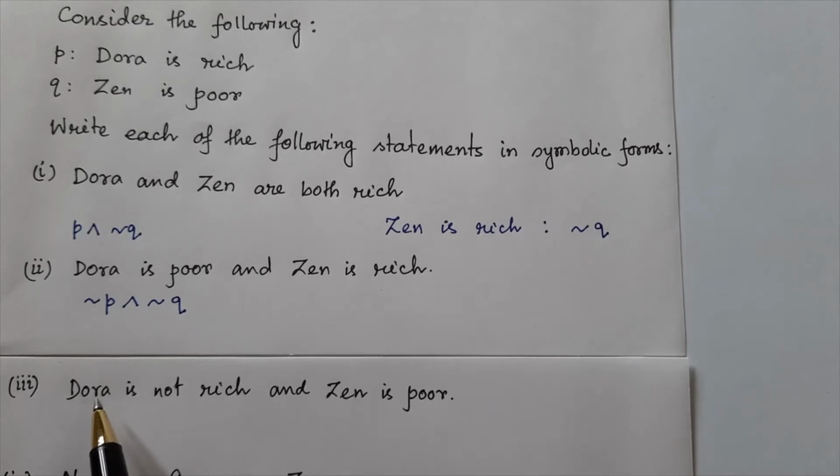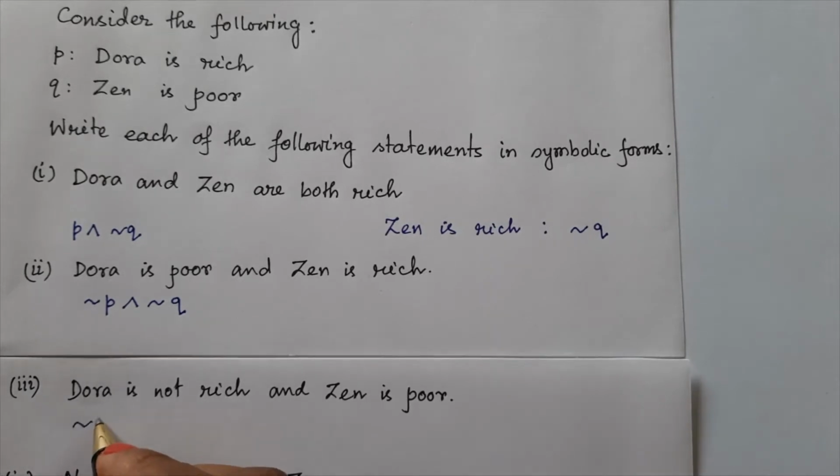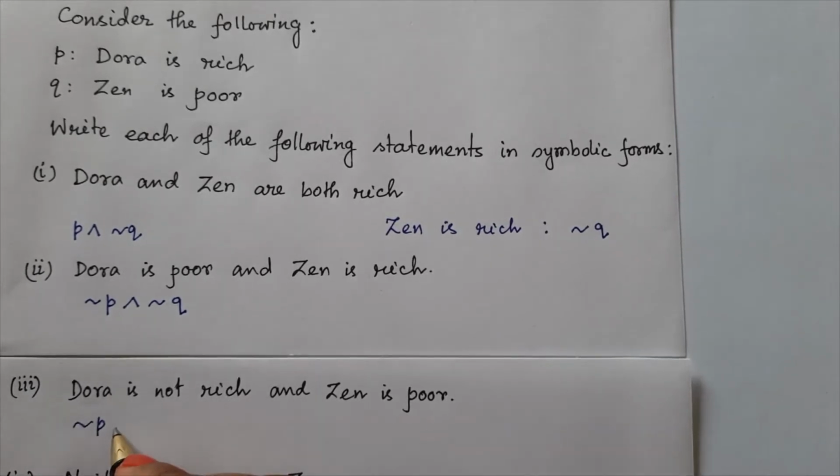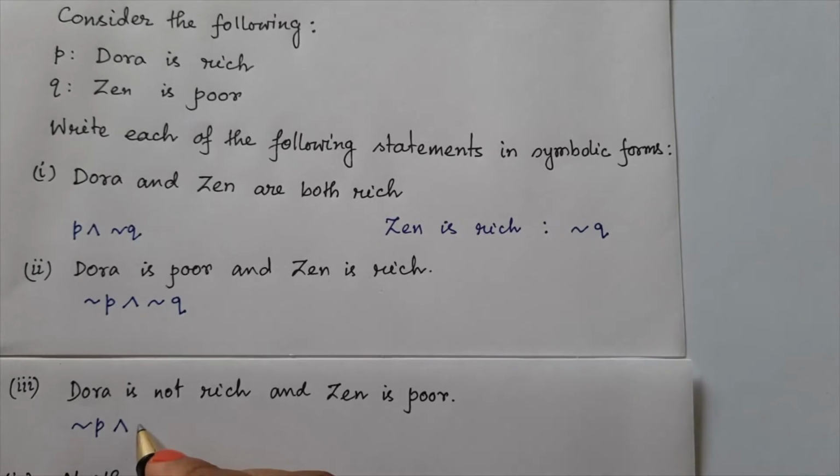Next statement is Dora is not rich and Jane is poor. Dora is not rich is negation P and Jane is poor is Q.